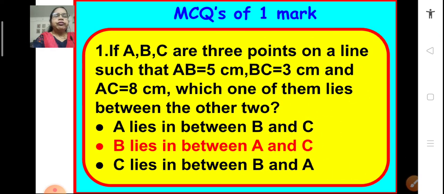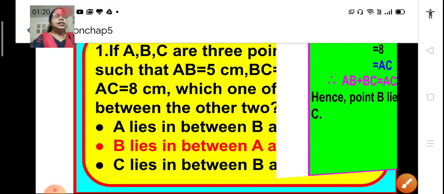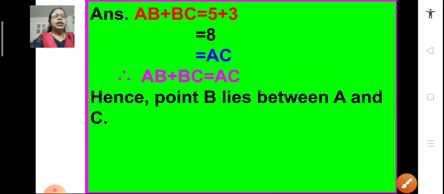Now MCQs of 1 mark. If A, B, C are 3 points on a line such that AB is equal to 5 cm, BC is 3 cm and AC is 8 cm, which one of them lies between the other two? We have the options here. Let's check how we solve it.